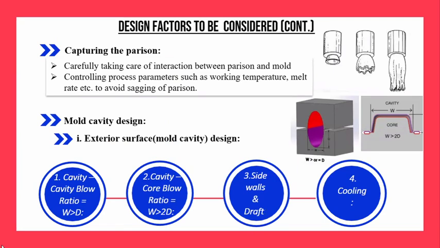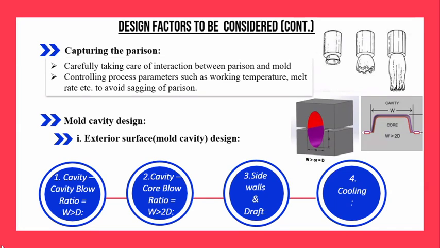Parison is the molten plastic tube getting out of the extruder, as you have seen earlier. So the interaction between parison and mold must be taken care of. Also, with increase of weight, the parison starts sagging, which can be avoided by controlling process parameters such as working temperature, melt rate, etc. About mold cavity design, inner and outer walls of the part design have to be considered independently.